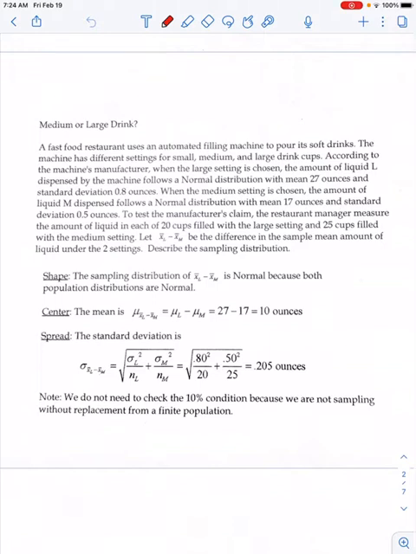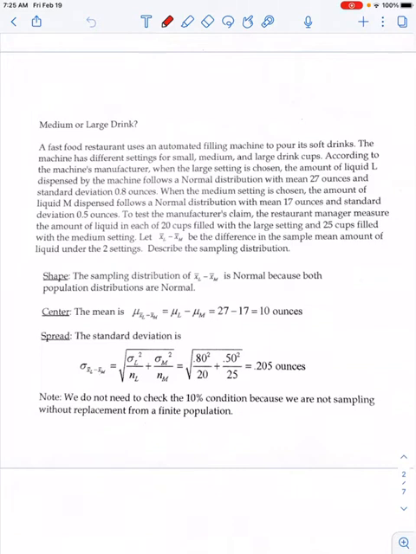Okay, now let's stop right there for just a second. I hope everybody can see that there are two distinct samples. There are even different sample sizes. So one of the key things I want you to be able to distinguish is when is it a two sample and when is it a one sample matched pairs. So you can see that I have two different samples. I have a sample of large cups and a sample of medium cups. It says let X bar sub L minus X bar sub M be the difference in the sample mean amount of liquid under the two settings.